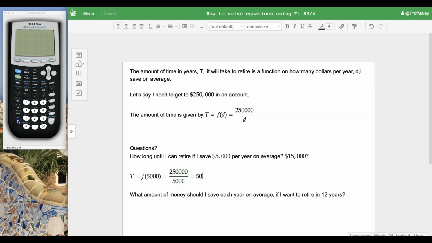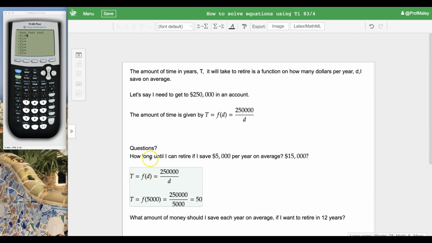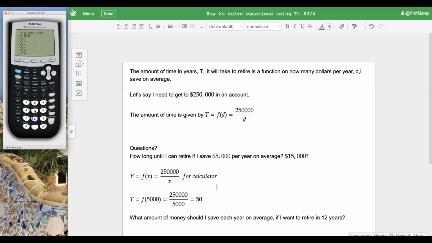If we verify this with the TI84, what we'd do is we'd come up to our y equals. This is where we input functions. And our calculator has to keep things general. So it doesn't see things in terms of t's and d's like we do, because this is nice for us to keep things straight. It sees things in terms of y's and x's, where y depends on x. And so this is just for the calculator. So when I come up here to y1, this is what I'd type in, 250,000 all over x.